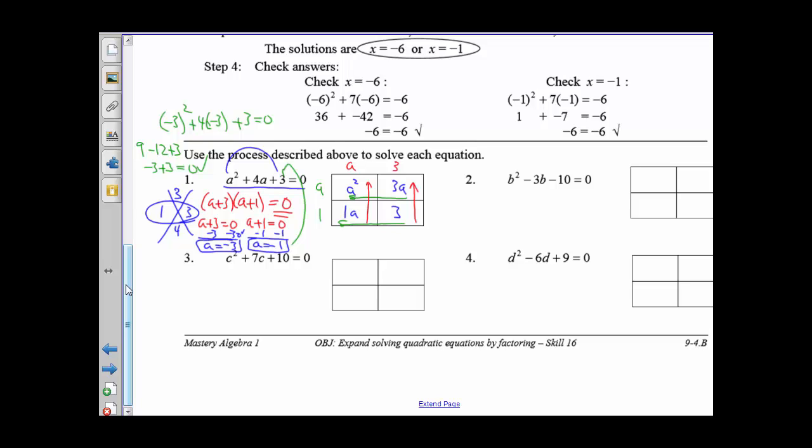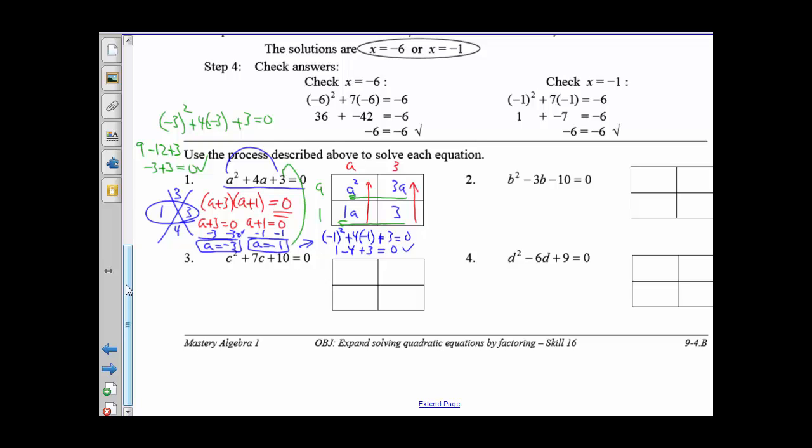If we take the other one and plug it in over here, -1, we're going to go -1 squared plus 4 times -1 plus 3 equals 0. -1 squared is 1, minus 4, plus 3 equals 0. 1 minus 4 is -3. -3 plus 3 is 0. So that checks out.